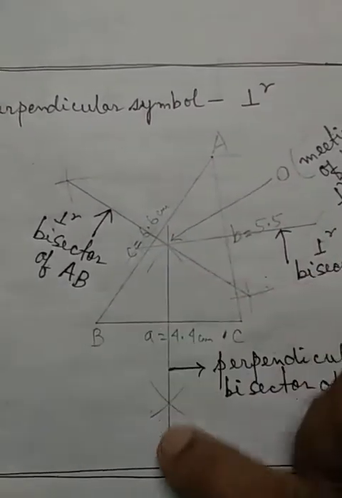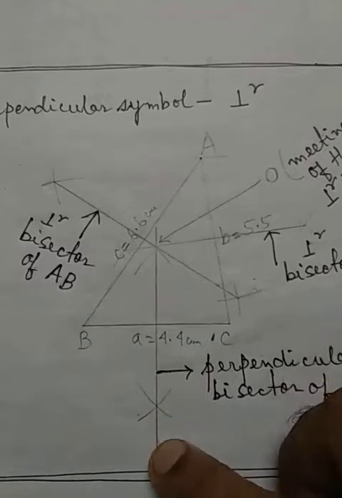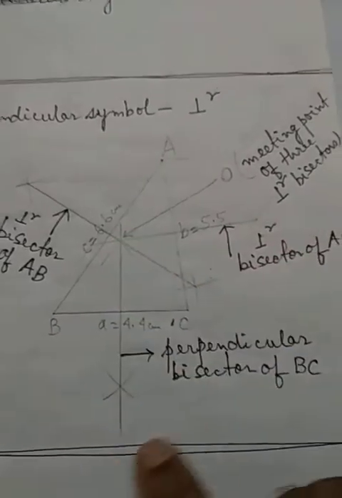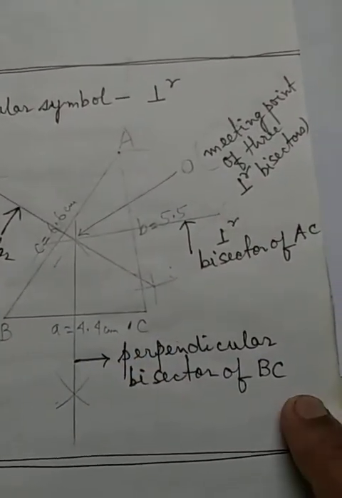Then the 2 points that you get from the arcs, you join them by a line. If you join them by a line, that line, you see, is the perpendicular bisector of BC. So this line is coming as the perpendicular bisector of BC.